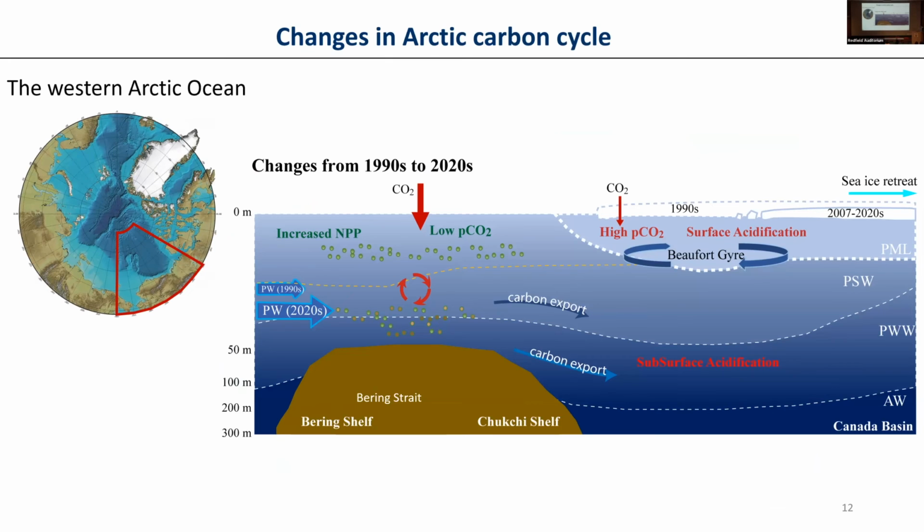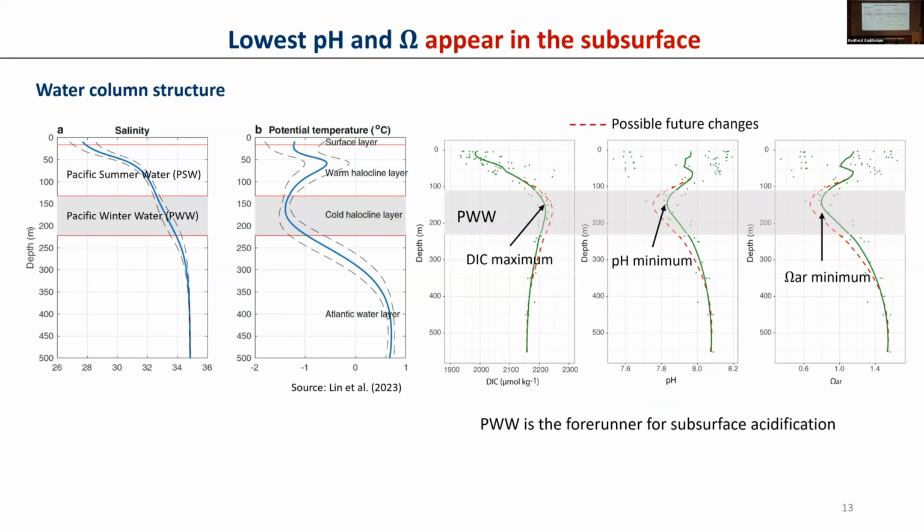Okay, next, let's talk about the changes in the water column. Before I show the data, I would like to introduce the typical water column structure in the Western Arctic Ocean. Compared to the east side, the west side structure is more complicated. We have a surface mixing layer, Pacific summer water, Pacific winter water, and Atlantic water at the bottom. And I want you to look at this Pacific winter water layer.